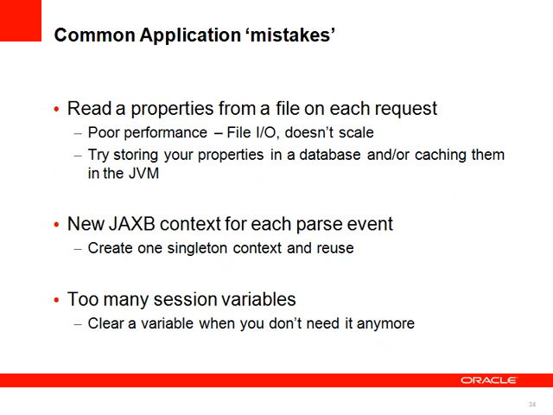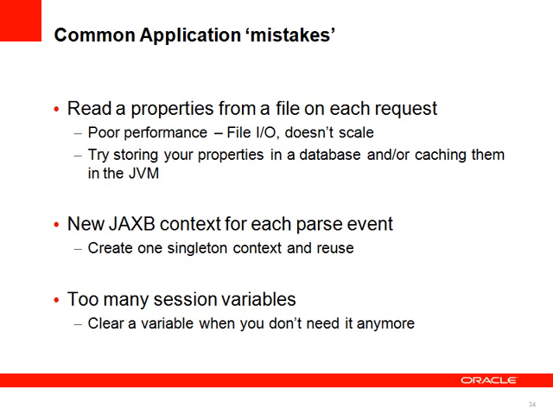Finally, before we get to the demo, I want to call out a couple more common application mistakes that I see. It's good to have properties to configure different things in your application, but it's not good to hit the properties file for every single request that comes into the server. This results in poor performance and poor scalability because it's doing file I/O for each request and it doesn't scale very well. So I'd advise trying to store your properties in a database and/or caching them in the JVM.